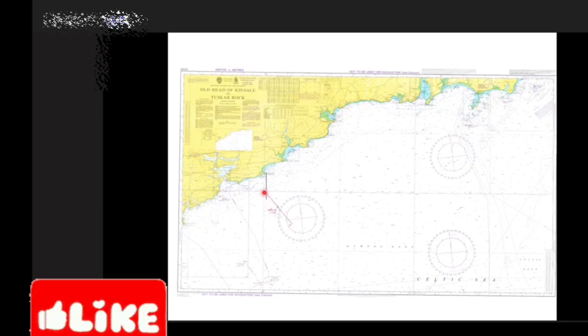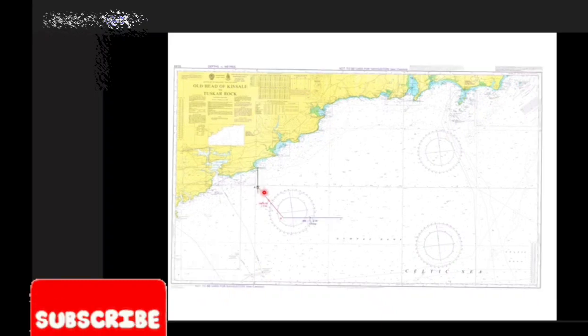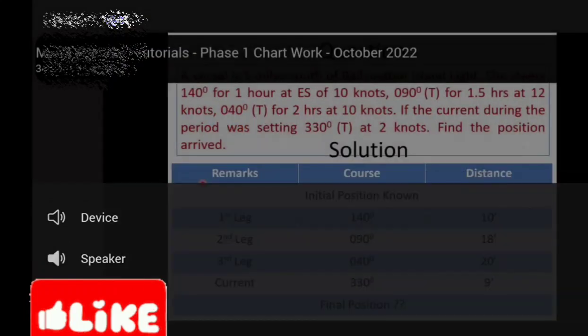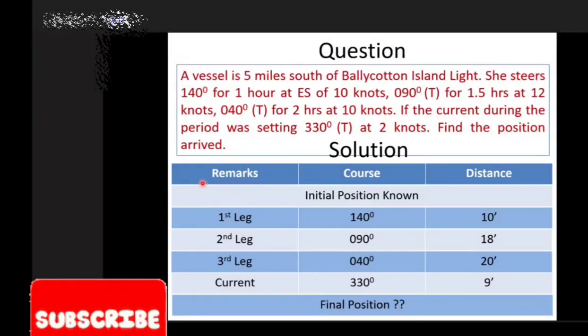From here, what will you plot? You'll draw the first leg. Yes, you'll draw the second leg. Okay, you want to take down the values? Let me just take you back. If you want to take down the values, please take them down: 140 for 10 miles, 090 for 18 miles, 040 for 20 miles, 330 for 9, and the initial position is some miles south of that light which is given. Take down these values so that you can correlate with the plot better.